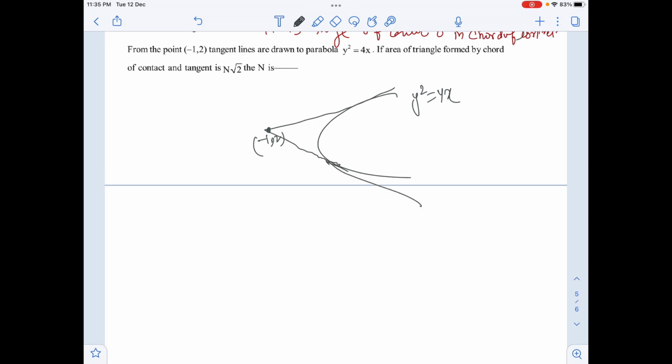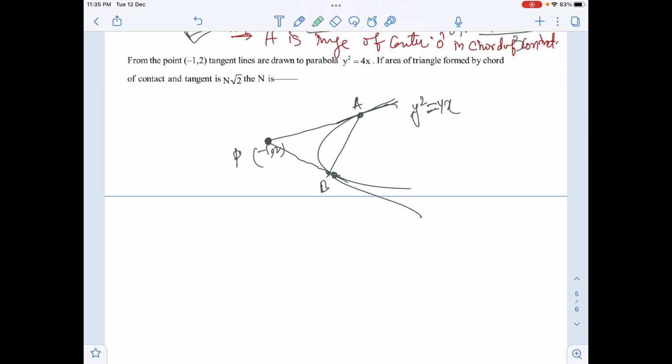यहाँ से हमने इस पे tangent draw किया. So we have y square equal to 4x. There is a random point -1,2. And let's draw a tangent here. Let's say the points of contact are A and B. So we will have a triangle. If the area of the triangle formed by the chord of contact and the tangents, so let's call this point -1,2 to be P. So basically we have to find this area.